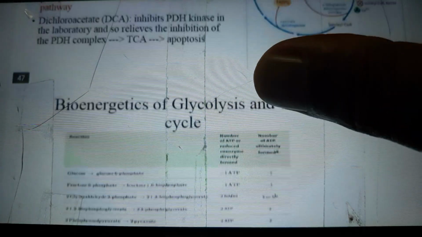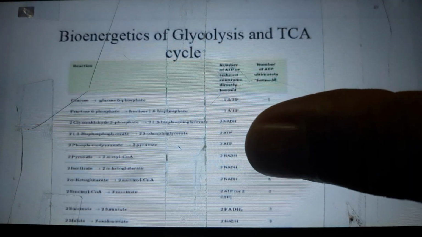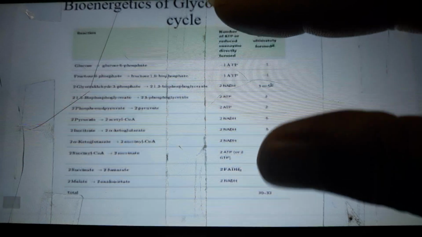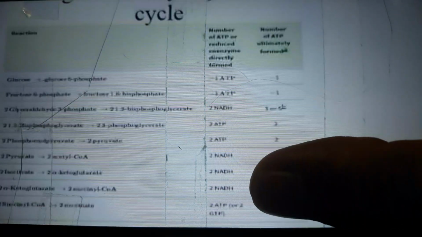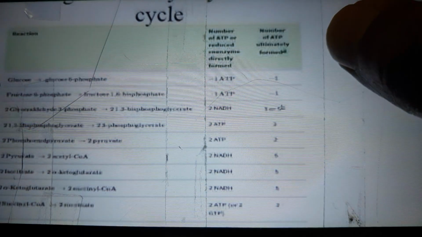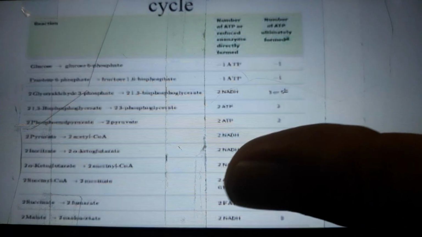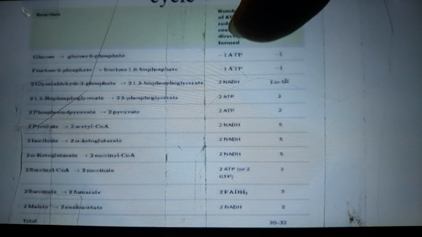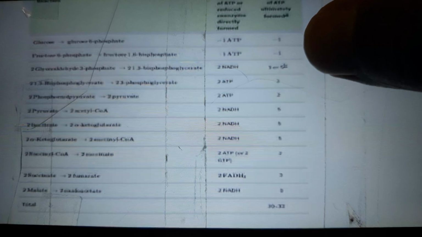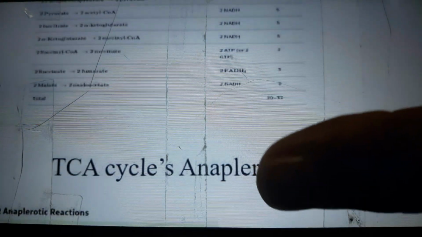Dichloroacetate, DCA, inhibits PDH kinase in the laboratory and so relieves the inhibition of the PDH complex; DCA and apoptosis. Bioenergetics of glycolysis and the TCA cycle. Glucose to glucose 6-phosphate: minus 1 ATP, and the number of ATP ultimately formed. Okay, here it's minus 1, here it's minus 1. I hope it's right. Fructose 6-phosphate to fructose 1,6-bisphosphate. So this entire table is to be noted down.